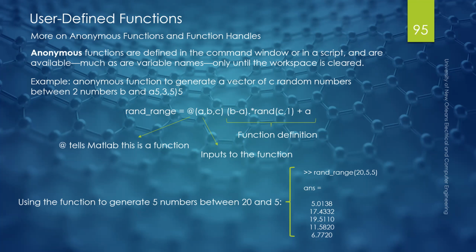So anonymous functions, remember, are defined in the command window or in the script, and are available just like variable names, only until the workspace is cleared, right? So they're temporary. Once you clear the workspace, then they're not there. For example, we want to create an anonymous function to generate a vector of random numbers between two numbers, B and A.